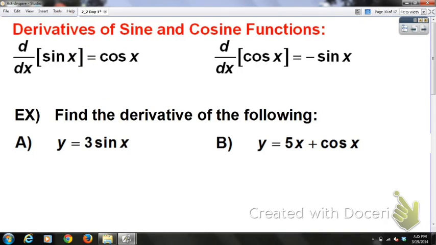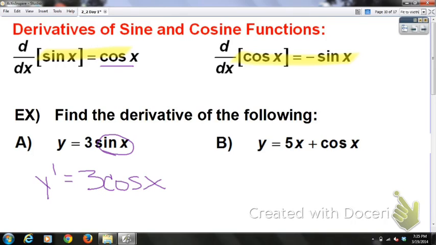We now have a few special derivatives that you have to take time to memorize. The derivatives of sine and cosine functions. The derivative of sine x is equal to cosine x. The derivative of cosine x is equal to negative sine x. Therefore, for our two examples, the first, y equals 3 sine x. The derivative of sine x is cosine x. Therefore, y prime is equal to 3 cosine x.